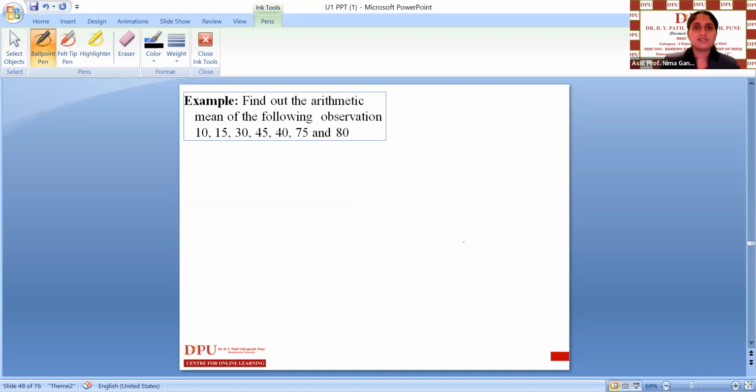So this is another example. Here also the individual observations are given, so you are using the same formula. Can you tell me the answer for this quickly? There are 7 observations. X bar is summation of all the observations divided by the number of observations.